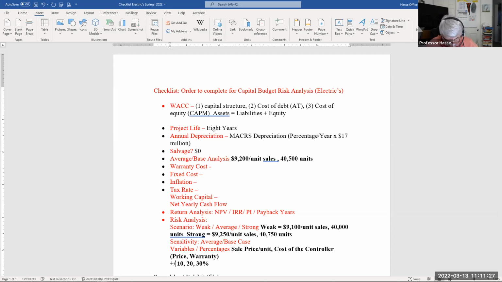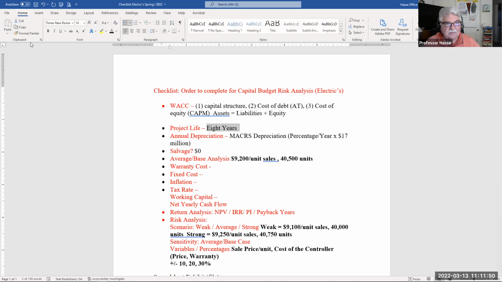Plus or minus there. There you go. There are your percentages. So 2 sensitivity variables, not 3, not 1, 2. The selling price and the cost of the controller. All right. So there we have some new variables we're putting in here today. Let me just make sure I highlight those so you got them. And there you go.